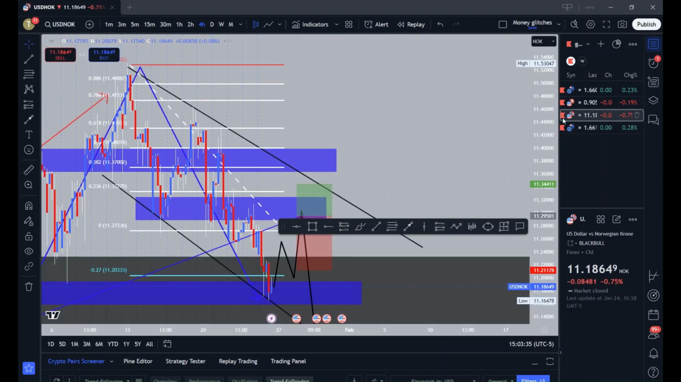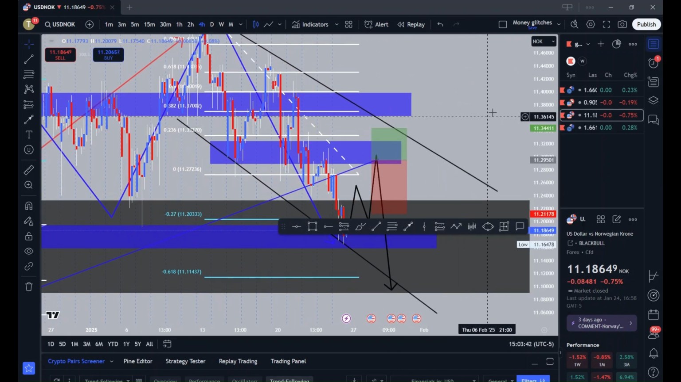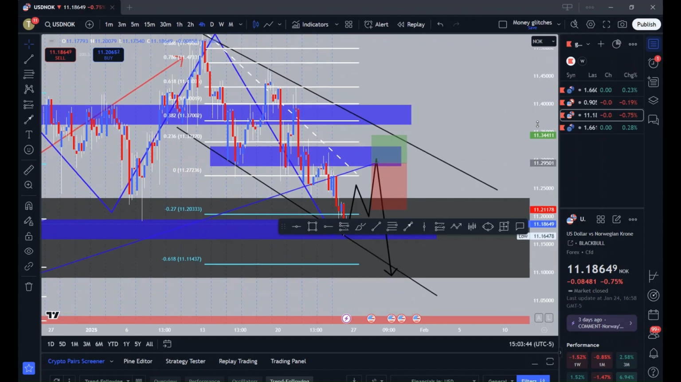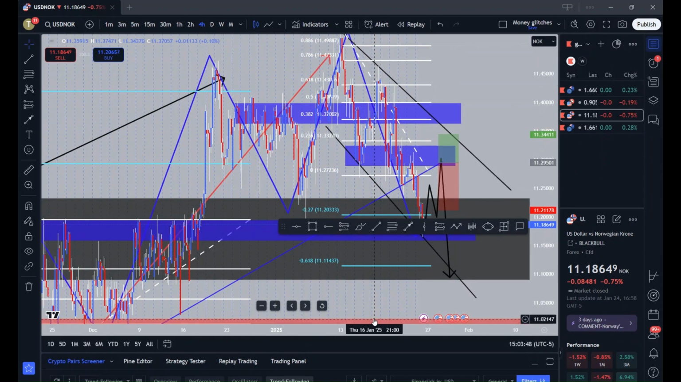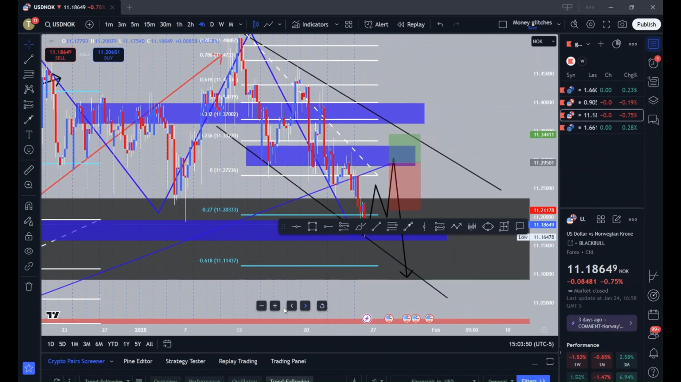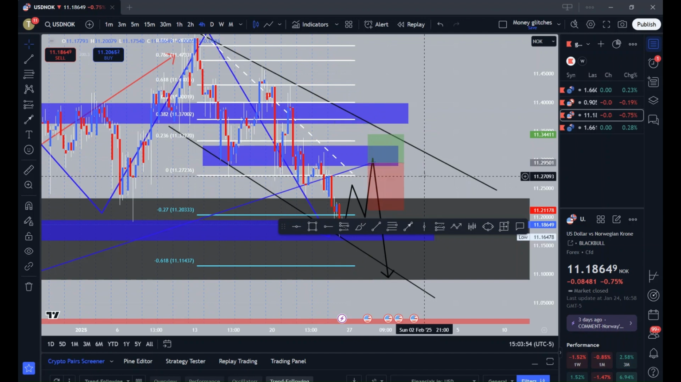We got a similar structure on USD Norwegian krone, which I'm not really a fan of jumping in this trade because it's an exotic currency. That's not really my thing, more so in terms of swing trading. I'm more so with the major currencies, the main crosses that people are aware of. It's 26 pairs, the majors, the minors, and the crosses. So that's normally what I'm a fan of.